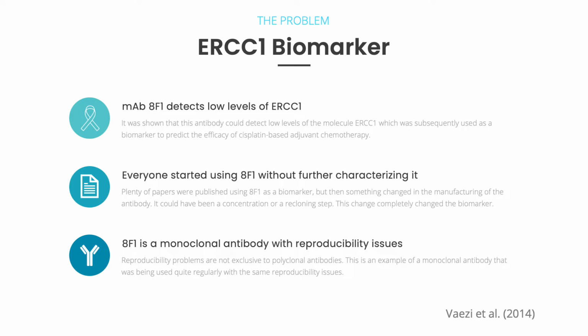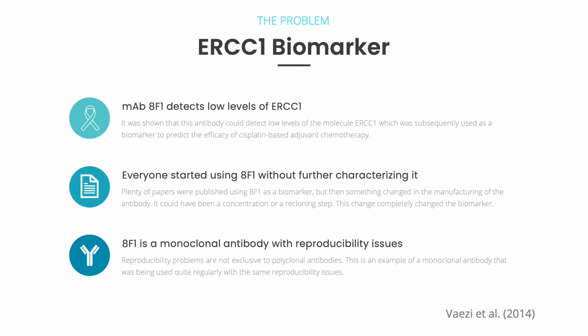So for my last example, before going into a little bit more on the solution, let's take a quick look at ERCC1. ERCC1 was used as a biomarker in the treatment of cancer. This antibody, 8F1, was used to detect low levels of ERCC1, which could predict the efficacy of cisplatin-based adjuvant chemotherapy in lung cancer. So for a while, everyone was using 8F1, plenty of papers were published, and honestly, everything was going quite well. And then something changed in the manufacturing of 8F1.